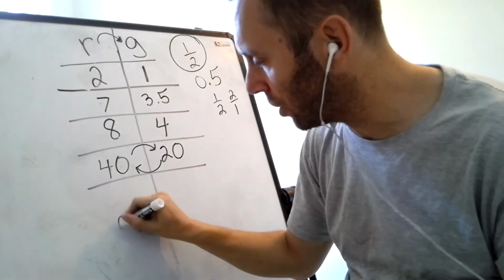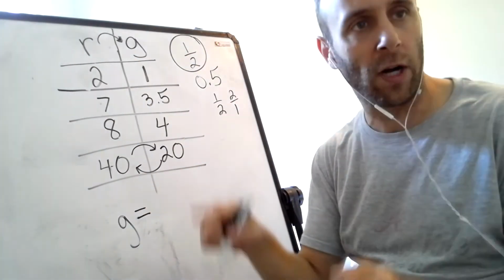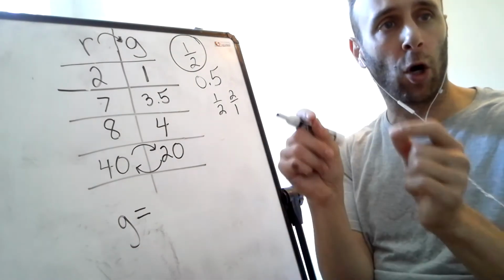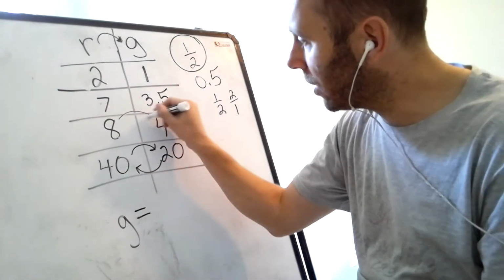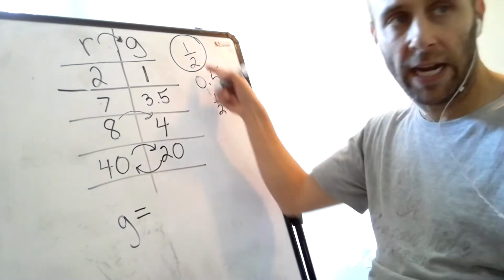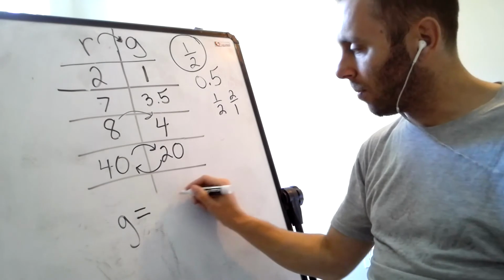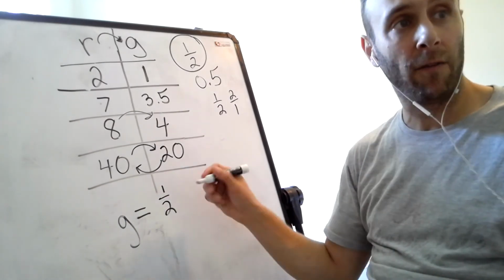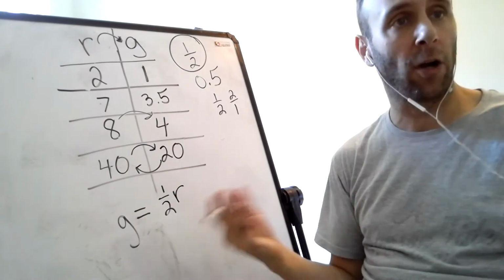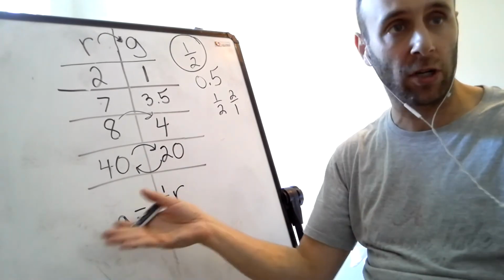So I start my equation with G equals, because that's what we're trying to find. So basically, if you knew what R was, how would you get to G? Well, we already know that. We know that you're multiplying by 1/2 or 0.5. So remember, you don't write times anymore. You just write 1/2 R. That means you're multiplying R times 1/2, and the answer gets you G.